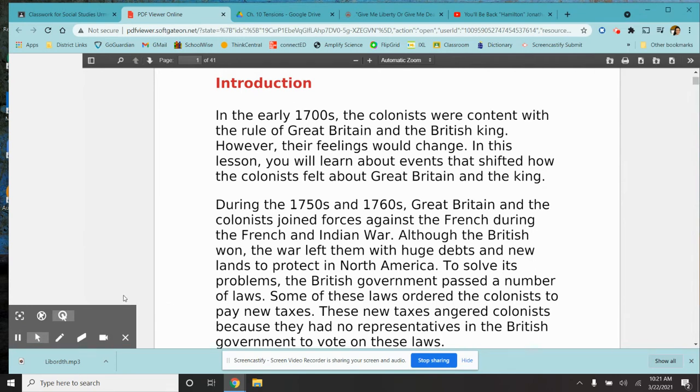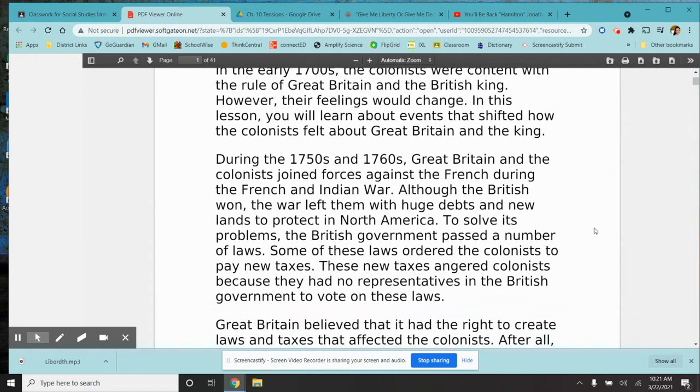In the early 1700s, the colonists were content with the rule of Great Britain and the British king. However, their feelings would change. In this lesson, you'll learn about the great events that shifted how the colonists felt about Great Britain and the king. During the 1750s and 1760s, Great Britain and the colonists joined forces against the French during the French and Indian War. Although Britain won, the war left them with huge debts and new lands to protect in North America. To solve its problems, the British government passed a number of laws. Some of these laws ordered the colonists to pay new taxes.